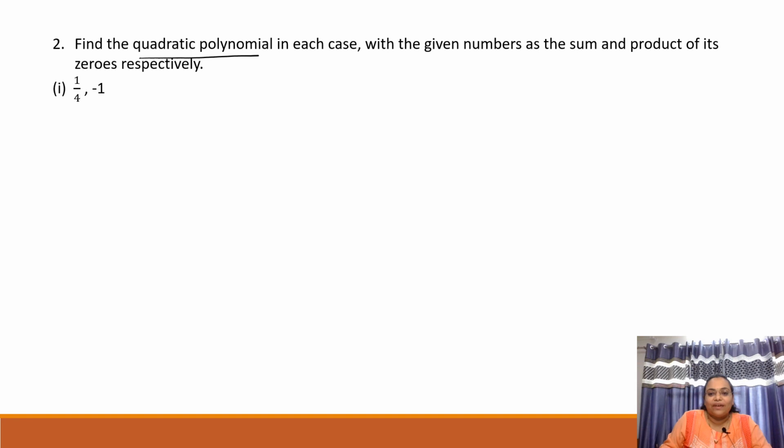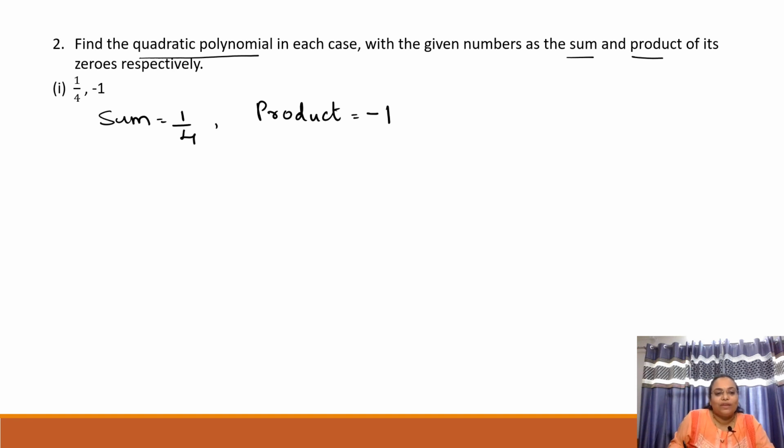So they have given the sum and the product of the zeros. Okay, so let us take sum of zeros is equals to 1 by 4 and product of zeros is equals to minus 1. So we need to find the quadratic polynomial. So we know that, right? So how do we find the quadratic polynomial?